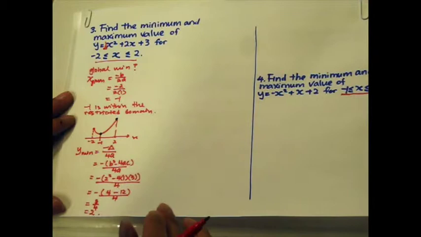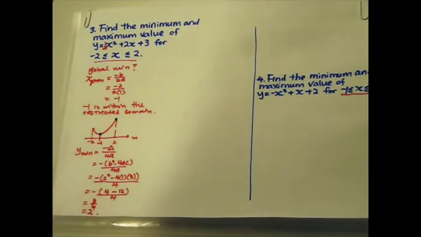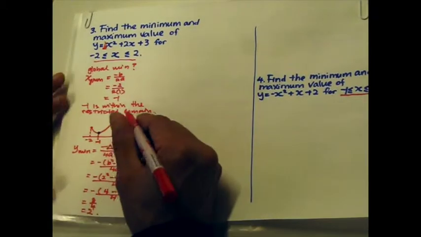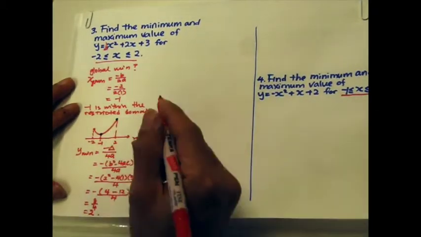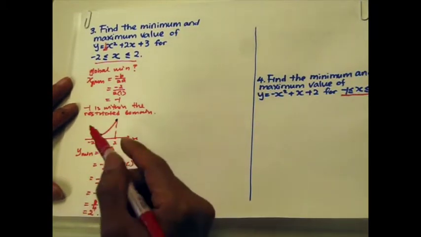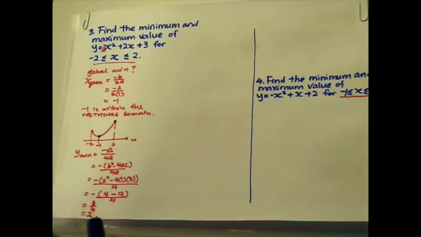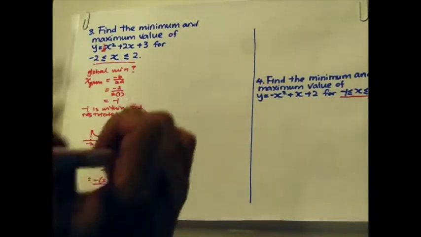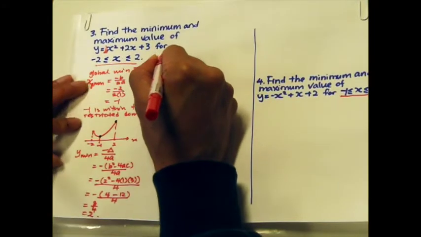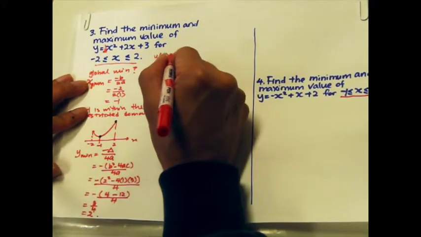So y minimum is 2. And how about the maximum? Well, maximum happens to be at one of the ends. The maximum can only be at the two ends, either negative 2 or 2 in this case. But from the sketch, the maximum is going to be at 2. So I'm going to do y of 2 in this case, which is going to be our maximum.